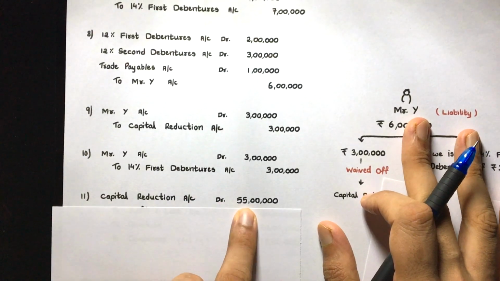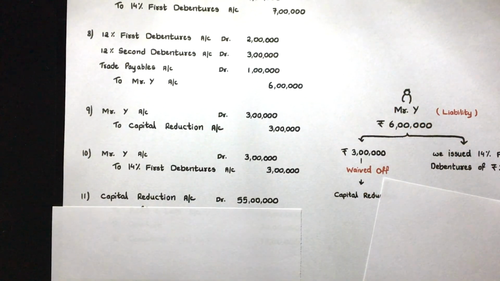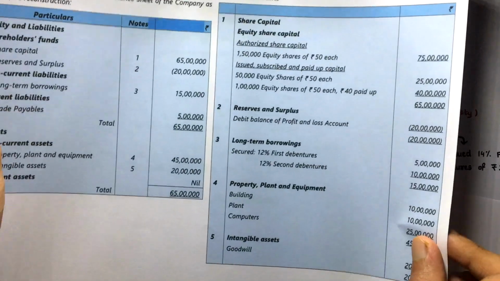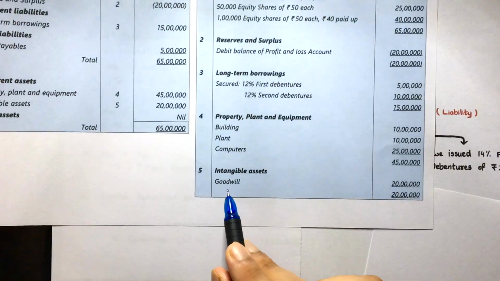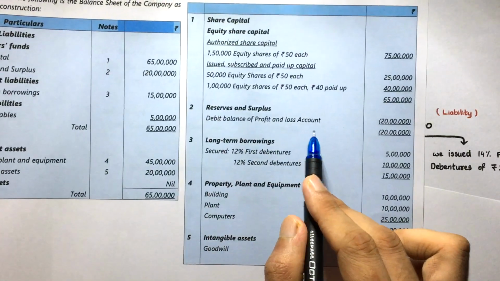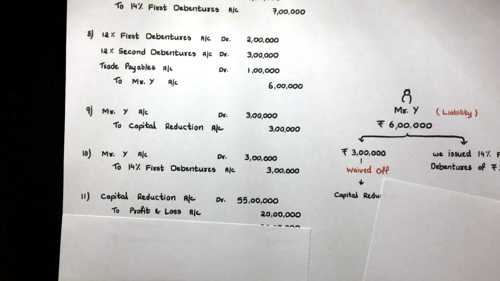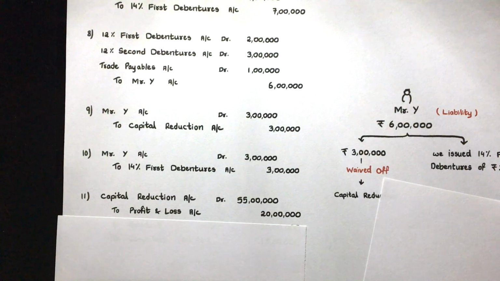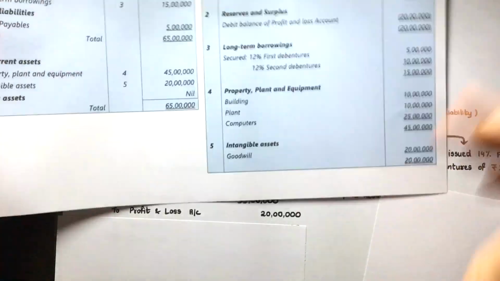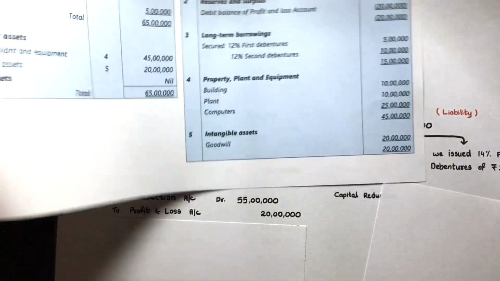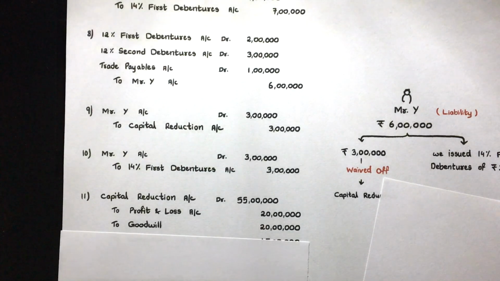Capital reduction account 55 lakhs. Yes. Now what are we going to credit? They said write off the goodwill and debit balance of profit and loss. So let's first write off the debit balance of profit and loss, 20 lakhs. We have credited and we have written it off. Then goodwill, how much do we have? 20 lakhs. Yes. So to goodwill 20 lakhs.